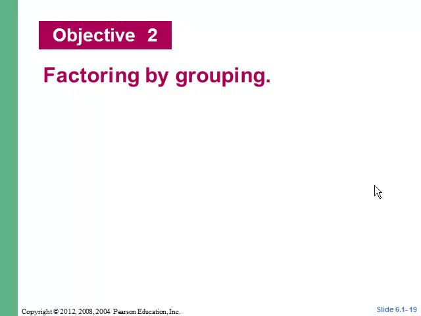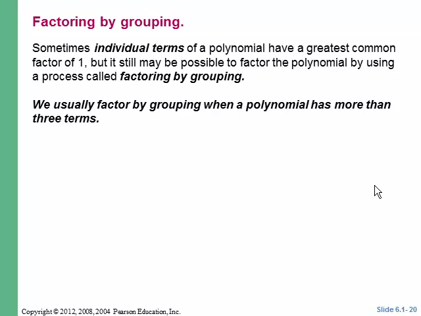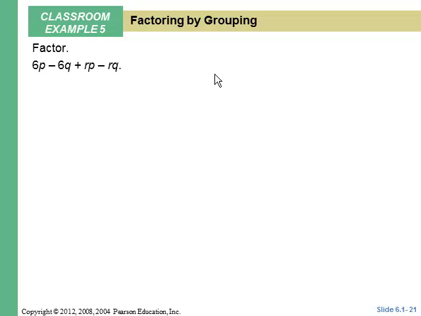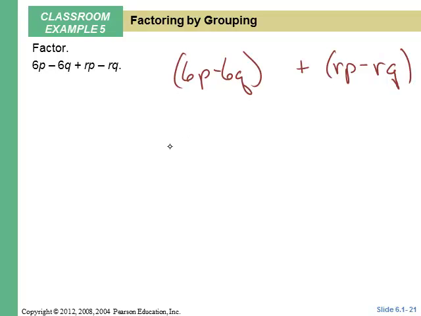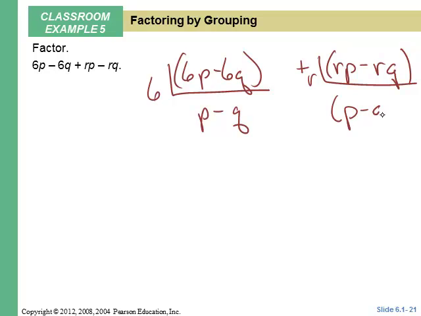Okay, how do we factor by grouping? Factoring by grouping works best if something is 4 terms long. All right, so we have 6p minus 6q plus rp minus rq. We're going to treat this as 2 separate divisions. We can factor a 6 out of this, and we're left with p minus q. We can factor an r out of this, and we're left with p minus q.